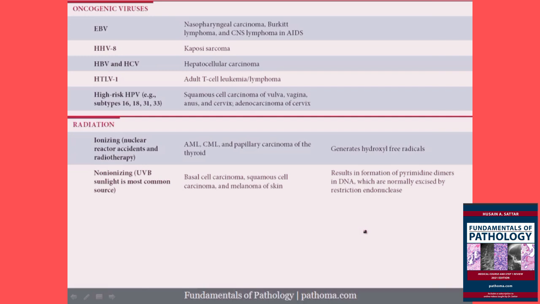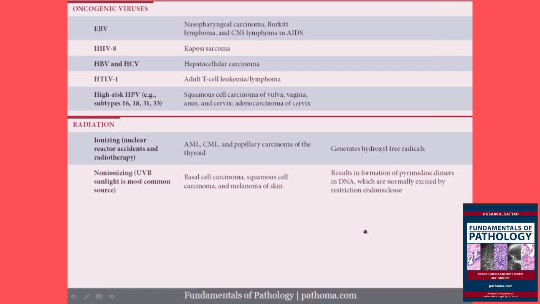And then finally, high-risk HPV, subtypes 16, 18, 31, and 33. Those are associated with squamous cell carcinoma of the vulva, vagina, anus, and the cervix. And they're also associated with adenocarcinoma of the cervix. And so these are some high-yield viruses that are associated with tumors, and you're going to hear about most of these viruses again when we do systemic pathology. So really what I'm doing here is I'm just planting a seed in your mind, and I'm going to water it a little bit later. So those are the oncogenic viruses that are associated with tumor formation.